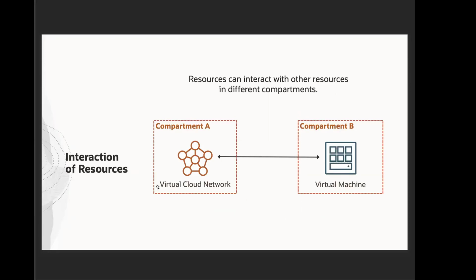How the resources interact. As I was saying, the compartment is just to organize stuff. It does not prevent resources existing in one compartment from accessing the other. Here in the image, we have compartment A, where you have the virtual cloud network, and compartment B with the virtual machine. This virtual machine is going to be connected and using the virtual cloud network, although they are on different compartments. There's no limitation on how compartments are going to interact with the interconnectivity or the interaction of the resources. It's just for the management aspect of it. It's not for the operational aspect.